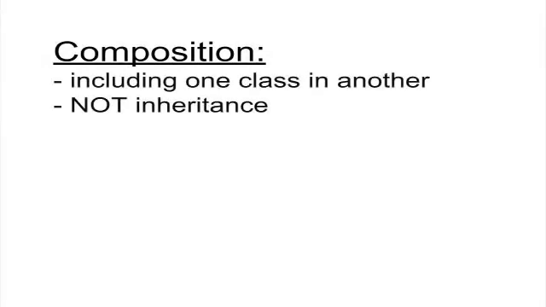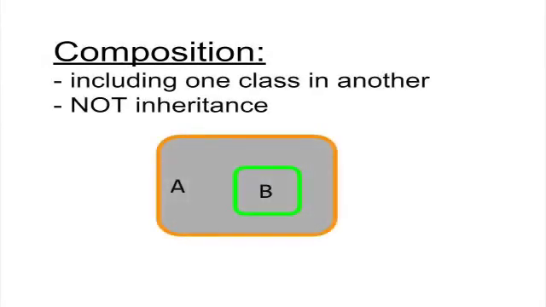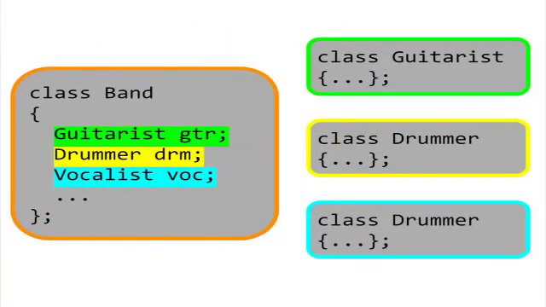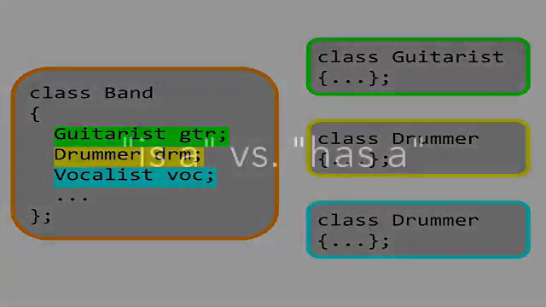Composition is the process of making one class a data member of another class. In a way, one class is embedded in the functionality of another. For example, you could have a class called band. The data members of band could consist of objects from the guitarist class, drummer class, and vocalist class. None of these classes are derived from each other. Instead, one class is using the objects of external classes.